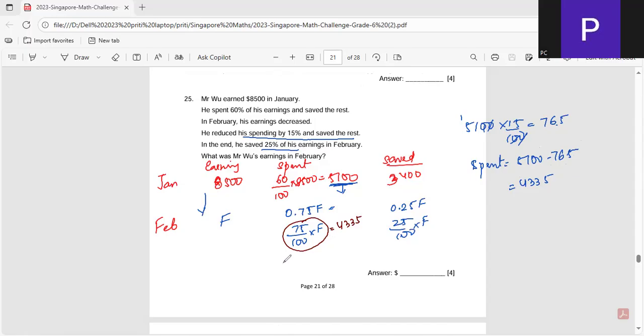So if you solve this equation, 0.75F is equal to 4,335. Therefore, F is equal to 4,335 over 0.75. So you get F as 5,780. So how much was his earnings in February? It was 5,780.